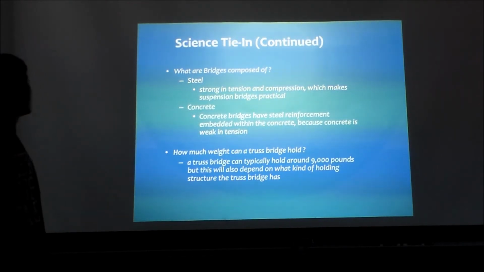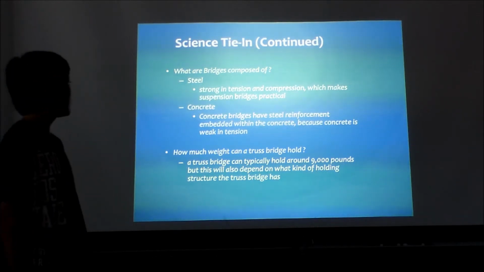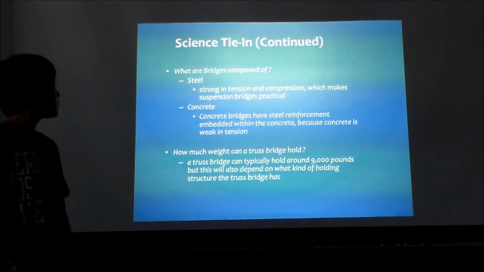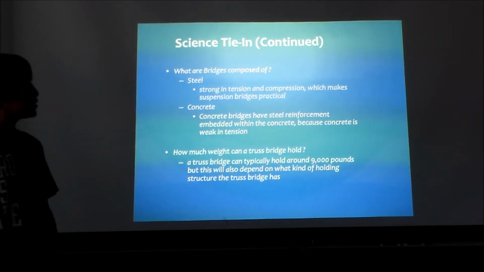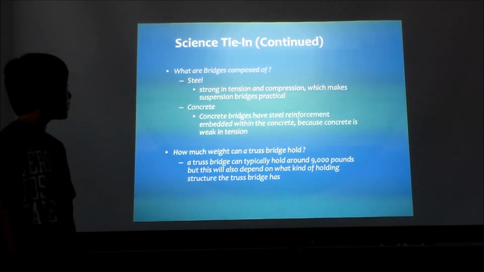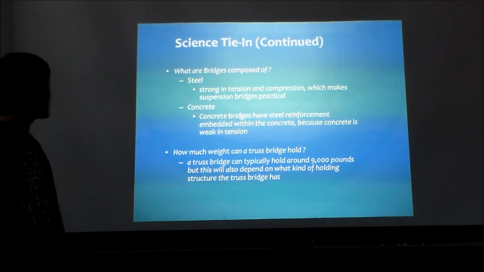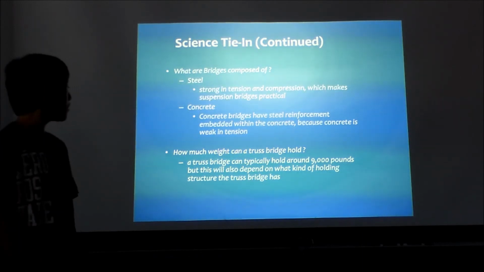Science time. What are bridges composed of? They are composed of both steel and concrete. Steel is used because it is strong in tension and compression, which makes suspension bridges practical. Concrete bridges have steel reinforcement embedded within the concrete, because concrete is weak in tension.